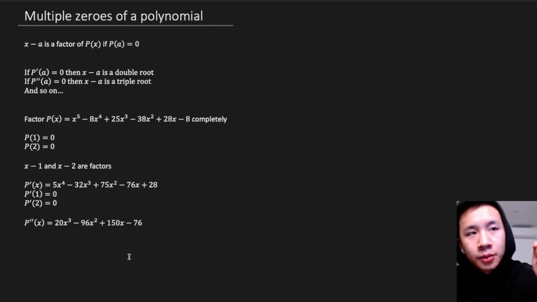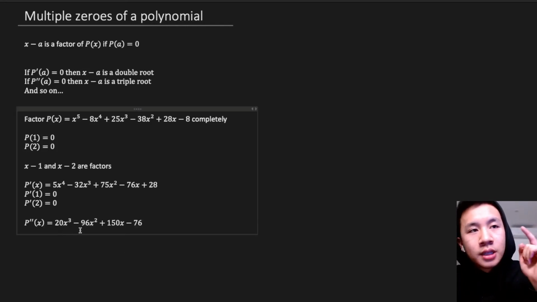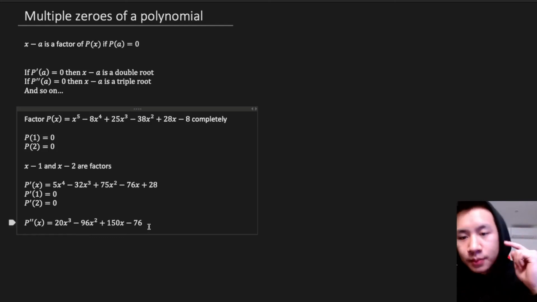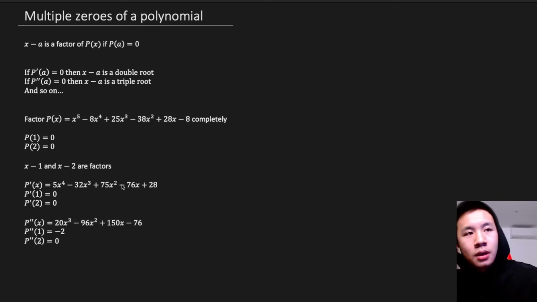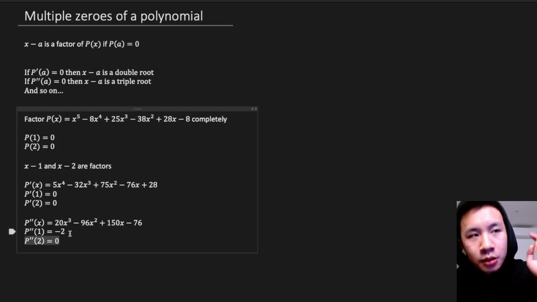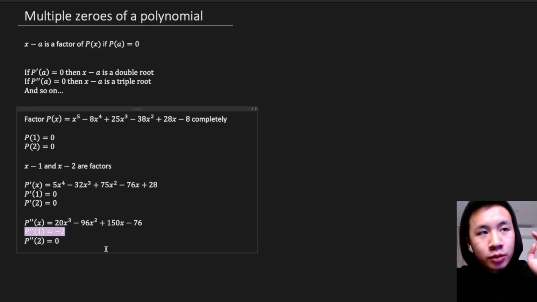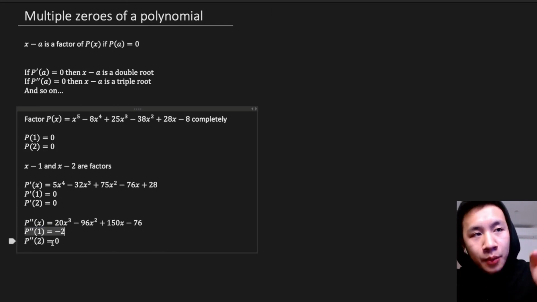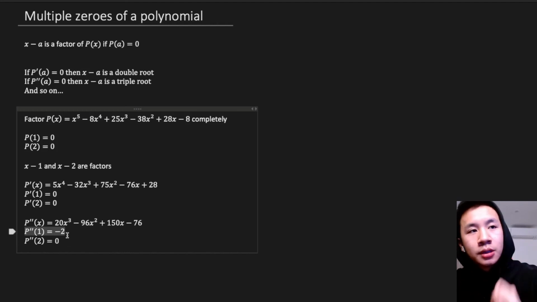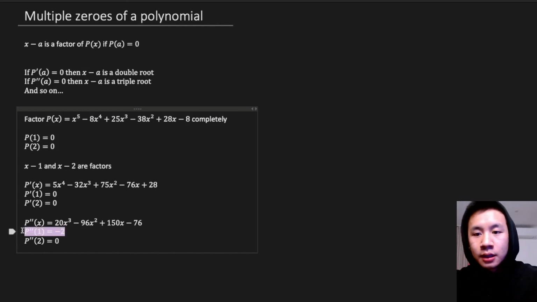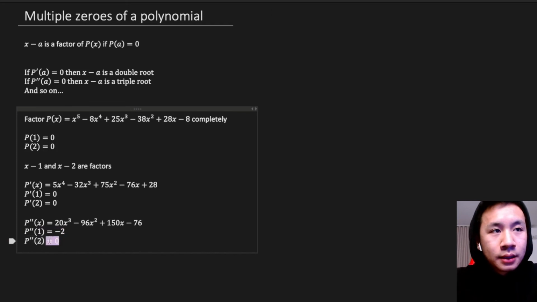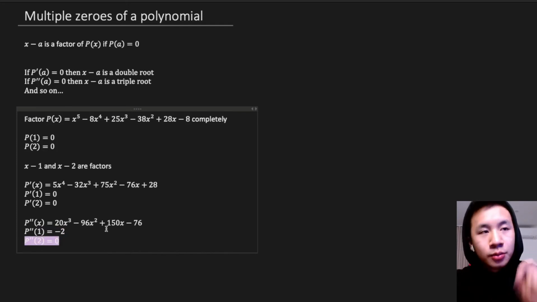When you derive the polynomial again, you should get 20x cubed minus 96x squared plus 150x minus 76. Now, when you sub in the same values, you should get that p double dash 1 is equal to negative 2, but p double dash 2 is equal to 0. So that means that this thing is not a triple root, but this right here is a triple root.